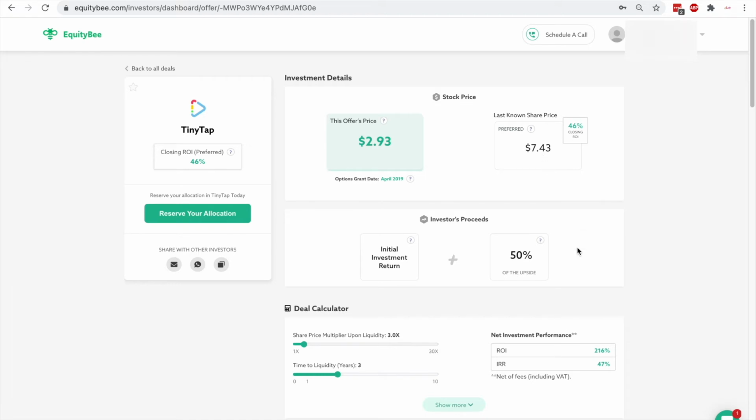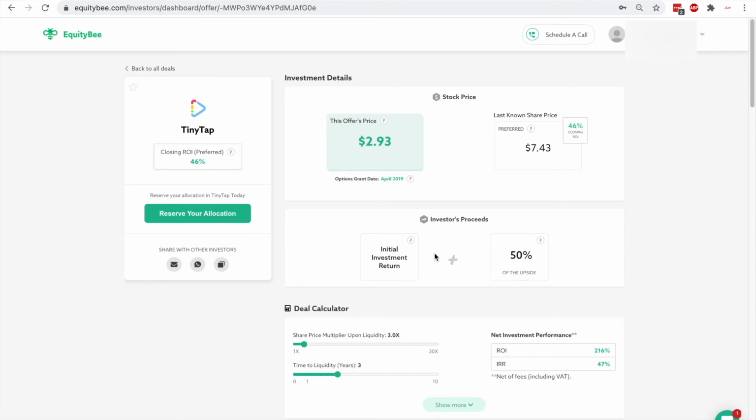So if you were to invest in a specific startup, the way it works, you will be getting the following. You always get your initial investment back. The way it works is actually very simple. If you look here at the investor proceeds, you have the initial investment return plus 50% of the upside. So in this case, if this company were to be very successful, let's just do, for instance, to simplify it, you're now buying the shares at 2.93, and let's say in 2 years time it's going to be worth $30. All right, so that is a 10x return.